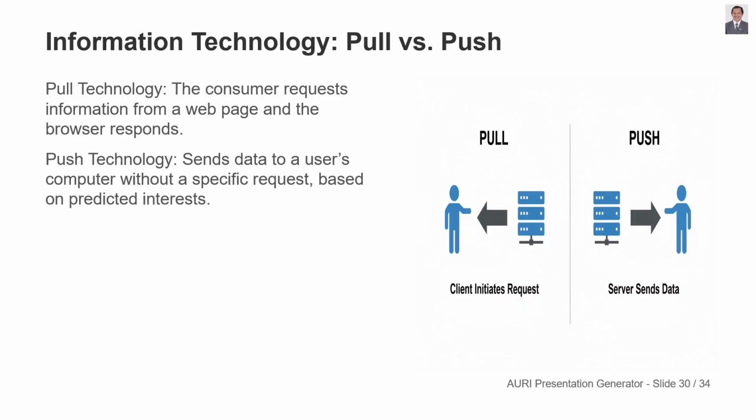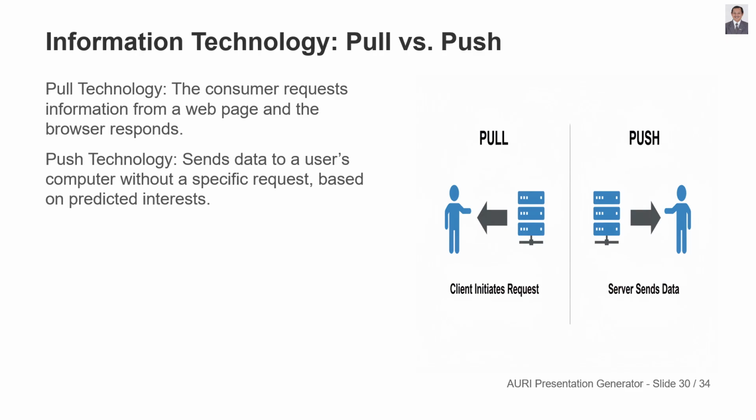When considering how information is delivered online, we can look at two main models: pull technology and push technology. Pull technology is the common model, where you, the user, actively request information. This happens when you type a URL or click a link to a web page. You pull the information to you when you need it.